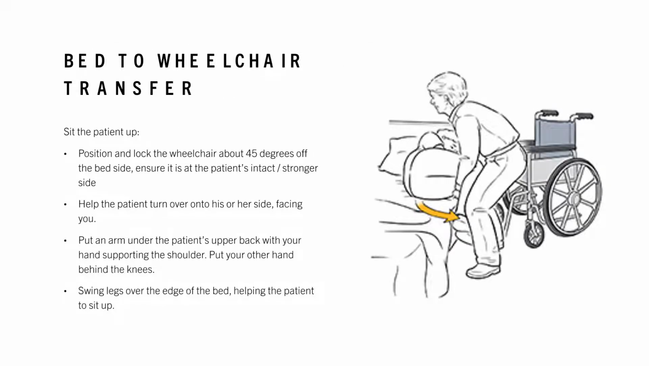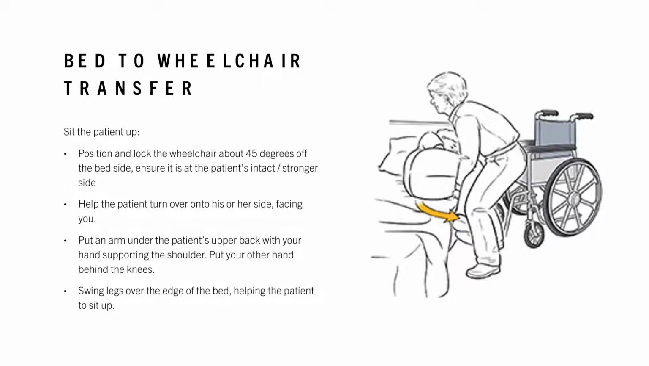So bed to wheelchair. Firstly, we want to sit up the patient. Okay, make sure the patient is positioned. First, we have to position and lock the wheelchair about 45 degrees off the bedside. Ensure it is at the patient's intact or stronger side lah. If the patient has had a stroke, make sure that when the patient is sitting on the side of the bed, the wheelchair is at the stronger side.